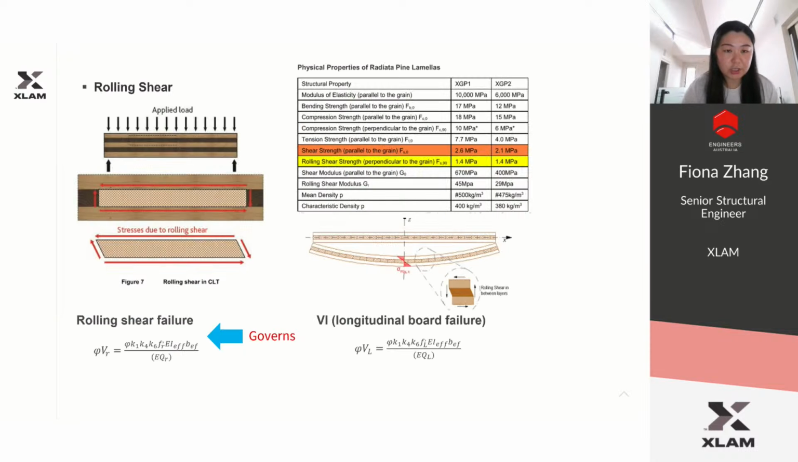Now come to the rolling shear. Before, when I worked with concrete and steel, I never knew what rolling shear is. Because of the layers of the CLT, the mid layer of perpendicular grain just needs care. They have a lower strength. When it starts to deflect, it will start rolling. So normally the rolling shear is governing the design over the longitudinal bolt failure.